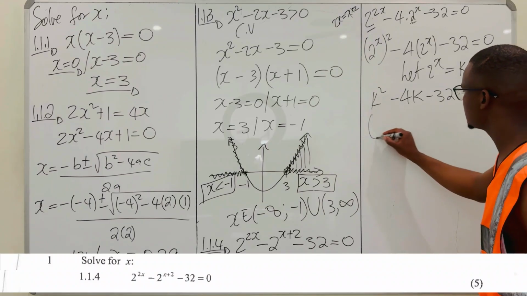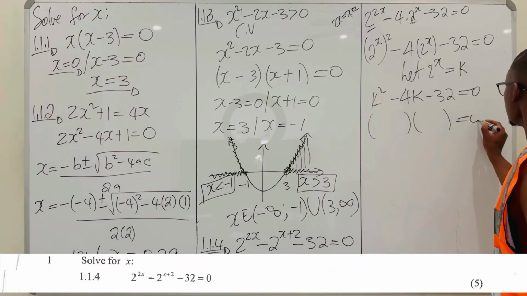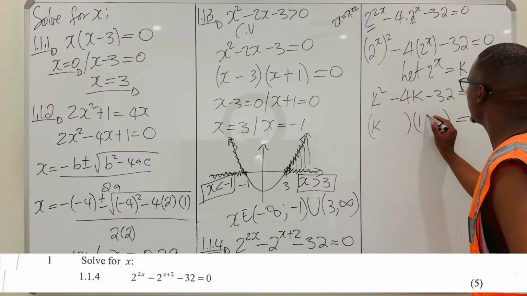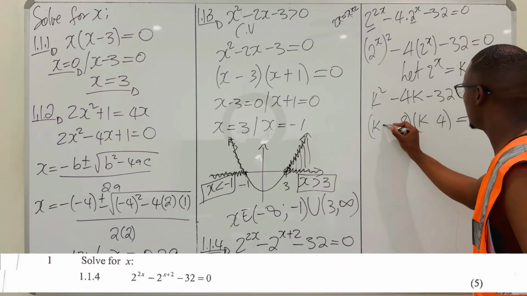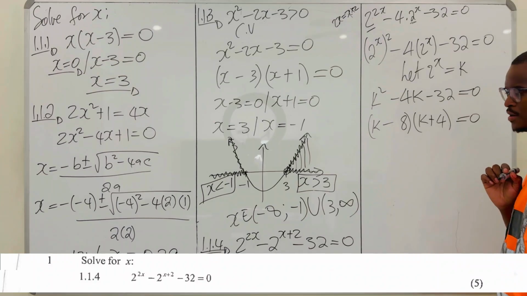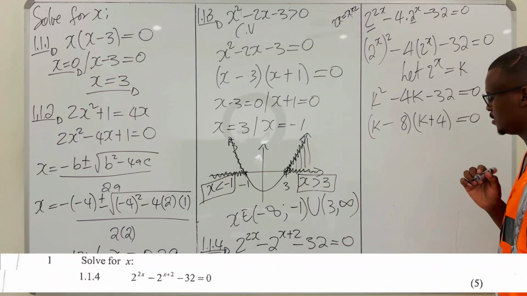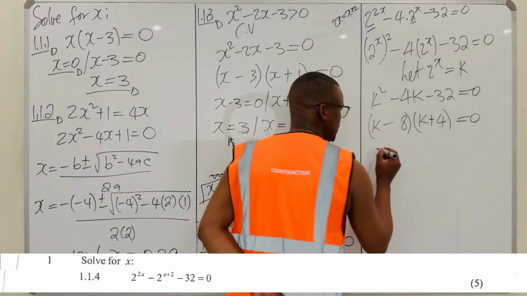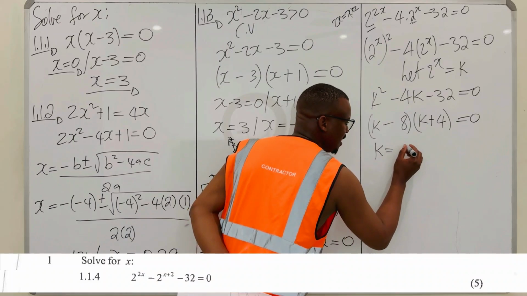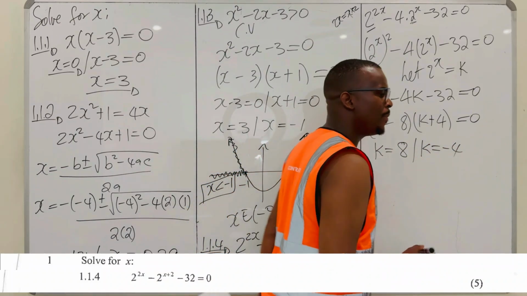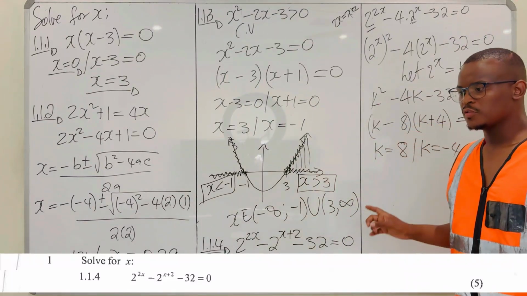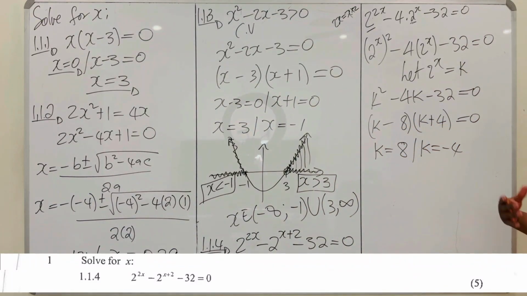Then if you can factorize this, you have a k here and a k here. I think you should have something like an 8 and something like a 4. It should be a minus and a plus. Are you happy with these factors? Yes. So we find that k is equal to 8, or k is equal to minus 4. But these are the values of k. What are you looking for? You're looking for the values of x, because you're asked to solve for x.